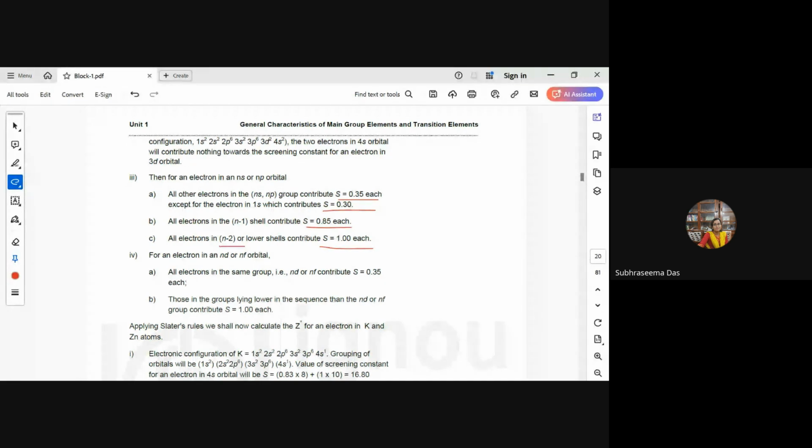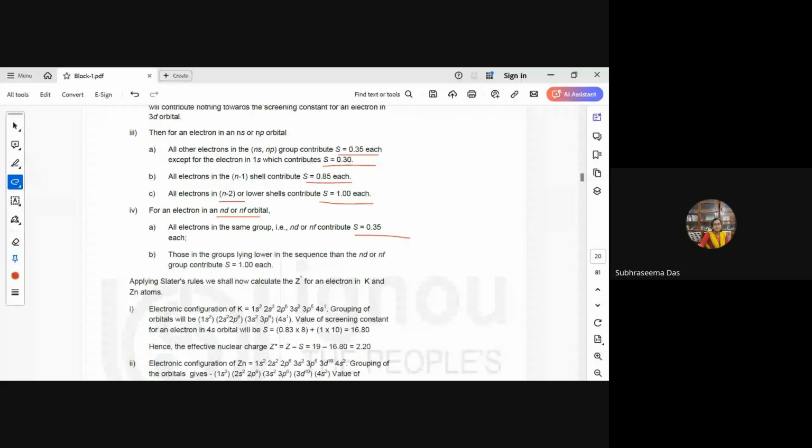Again, if we look at an electron present in an nd or an nf orbital, all the electrons in the same nd or nf group contribute S equal to 0.35 for each electron. Similarly, those in the groups lying lower in the sequence than the nd or nf contribute S equal to 1 each. So here we have to remember the contribution values, that is S, for each of the ns, np, nd or nf orbitals, and then by substituting these values into the particular electronic configuration, we can find out the screening constant.